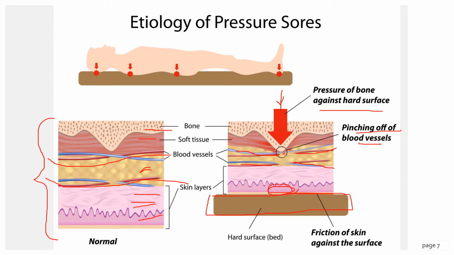It starts at the skin level, and then depending on how long the patient is in one position at one time, it might go into subcutaneous and maybe all the way to the bone. Pressure sores are caused from pressure. They can also be caused from friction against this hard surface or shearing.